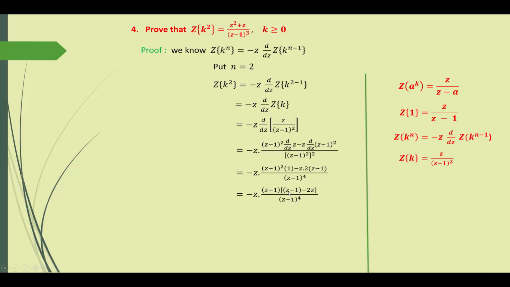Now in the numerator, (z minus 1) and minus 2z, so minus z in bracket (z minus 1 minus 2z) upon (z minus 1) cube equal to, we get minus z plus z minus 2z is minus z minus 1, upon (z minus 1) cube. Multiply by minus z, so minus of minus, plus z square, equal to plus z square plus z upon (z minus 1) cube. This is the proof of formula number 4. We get one more formula: Z transform of k square equal to (z square plus z) upon (z minus 1) cube.